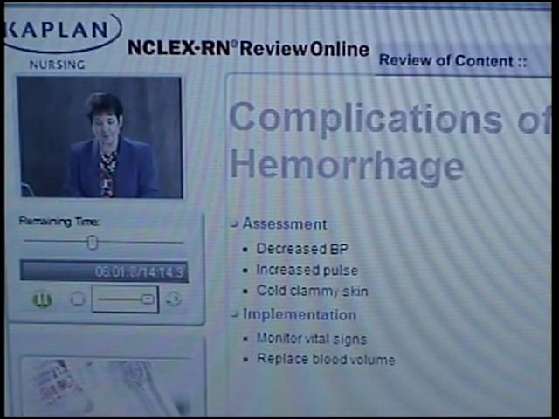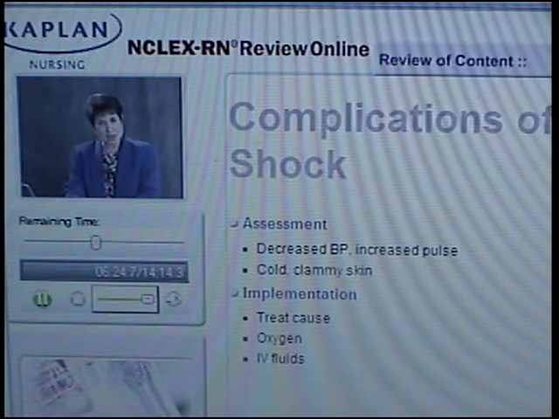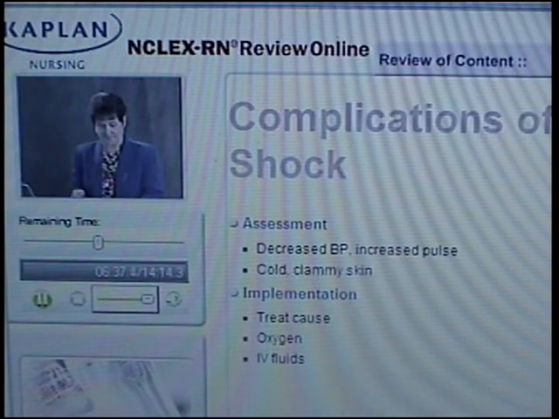The next complication is something somewhat similar, which is shock. Again, shock could be caused by hemorrhage, vasomotor disturbances, or several other things. What you'll see for symptoms of shock, again, is a decrease in blood pressure, an increase in pulse, and cold, clammy skin. The implementation for shock, whatever the cause, whether it's hypovolemic shock, you would replace volume. If it's some other type of shock, you might deal with the vasomotor system, that type of thing, but you'll treat the cause. Patients will be given oxygen, and they will be given IV fluids.